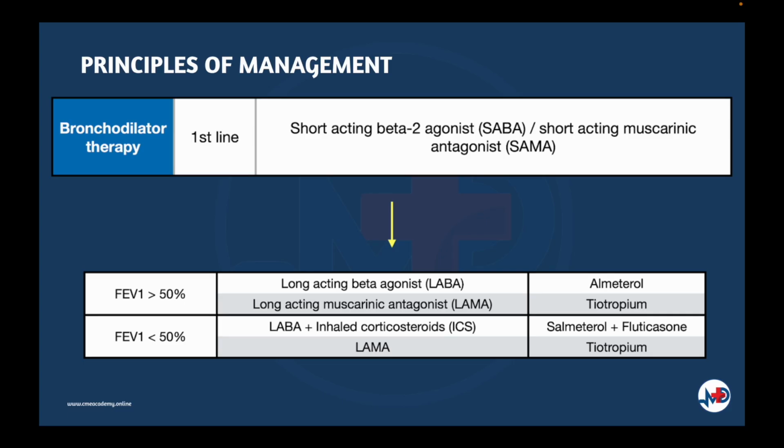a long-acting beta agonist, for example albuterol, or a long-acting muscarinic antagonist, for example tiotropium, is initiated. If the FEV1 is less than 50%, a long-acting beta agonist plus inhaled corticosteroids in a combination inhaler, or a long-acting muscarinic antagonist, is initiated.